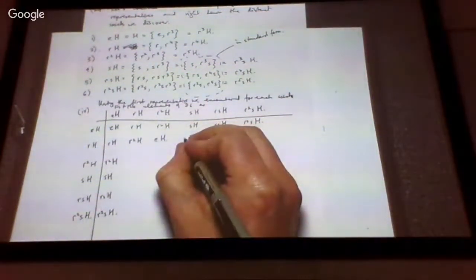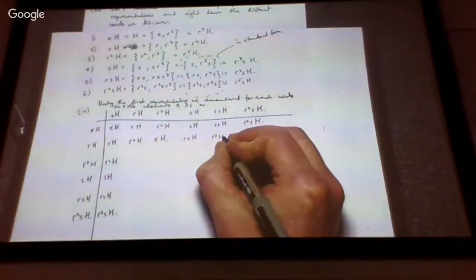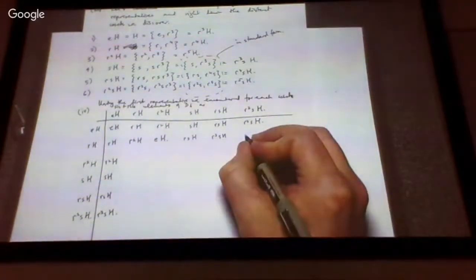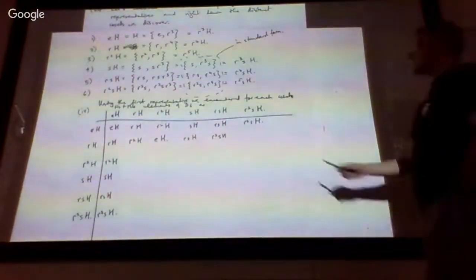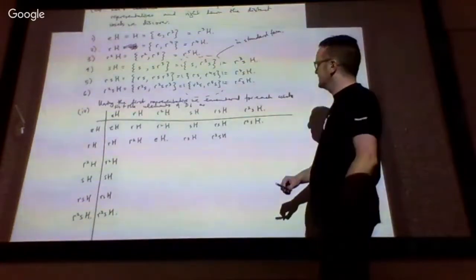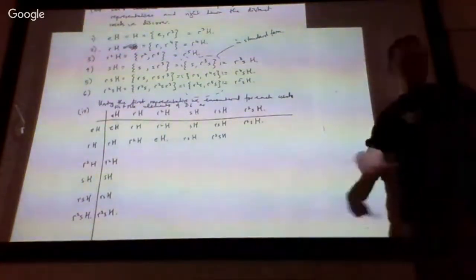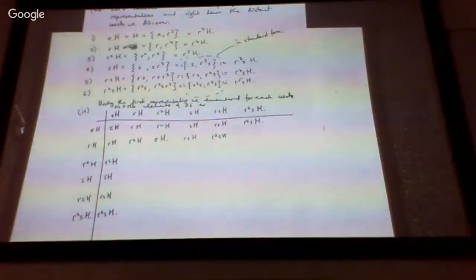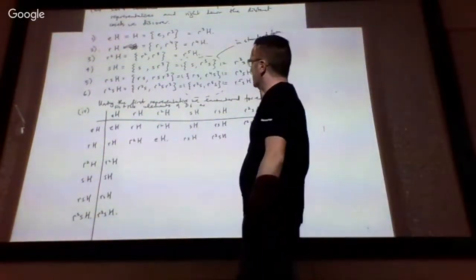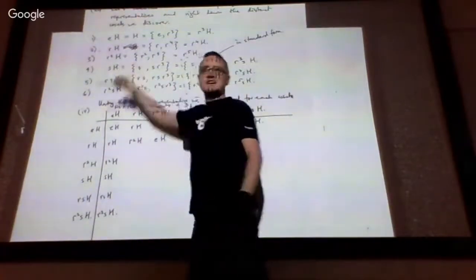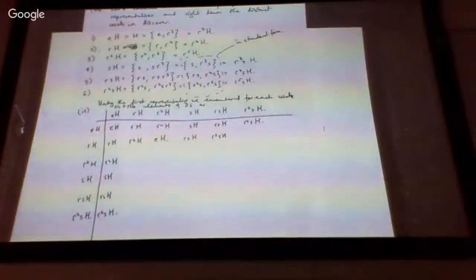This will be RSH. This will be R squared SH. And this will be, what's the last one there? SH, yeah. Tempted to think of it as R cubed SH, but R cubed SH is just the alternative name for SH. Yeah, I'm going to use SH because that's the name I'm using.